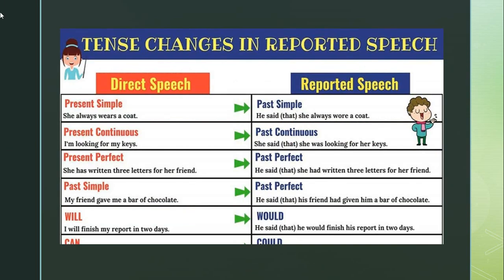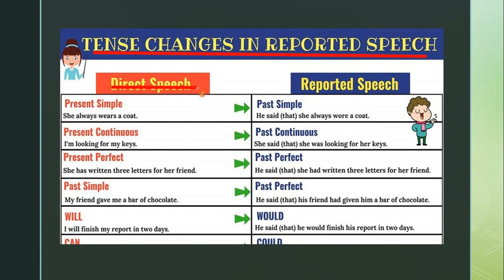Now look at this, children. Tense changes in reported speech. Here I have showed you examples of present simple. So when you change present simple to past simple, direct speech to reported speech, how is it? She always wears a coat. So how will you change this sentence to reported speech? He said that she always wore a coat.